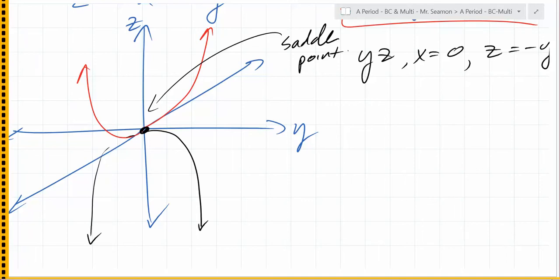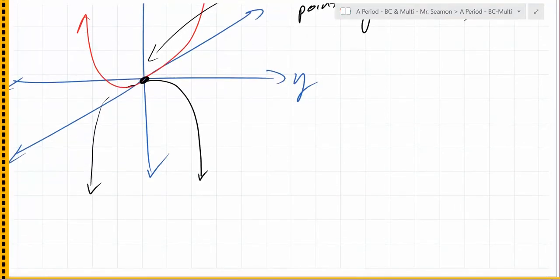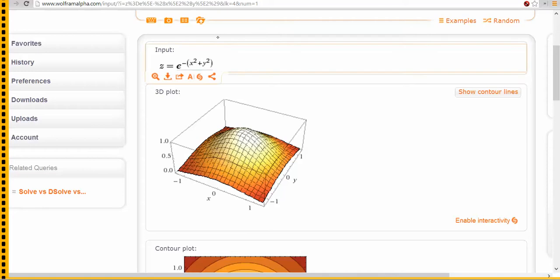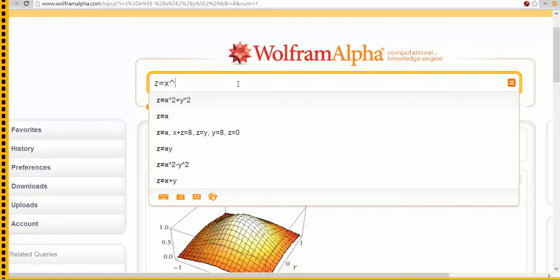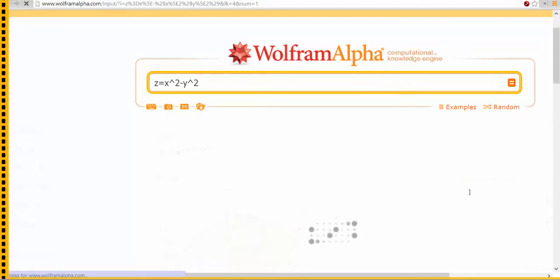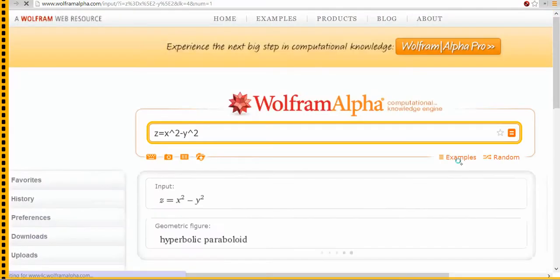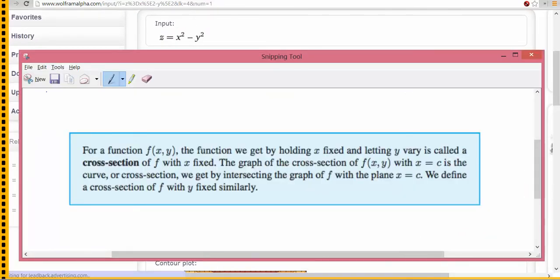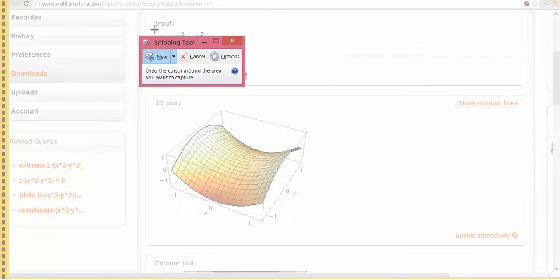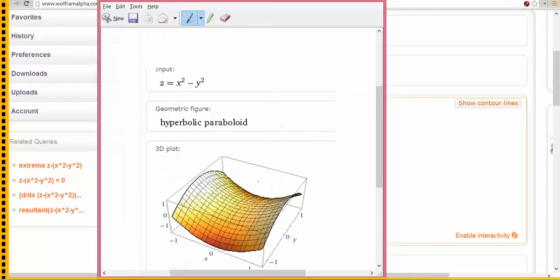Yes. Absolutely. So this right here is, you want to see what this looks like? It's kind of analogous to the point of inflection. Kind of, yeah. x to the 2 minus, oh there it is, y to the 2. This is kind of cool. You see what the name is right there? This is what it looks like. This is called a hyperbolic paraboloid.